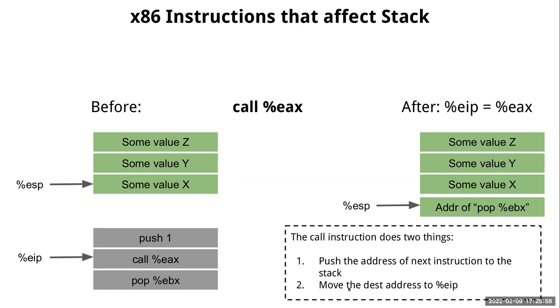Then it will move the destination address, which in this case is in EAX, into EIP, which means the CPU will start execution again from the address stored in EAX. Make sense?